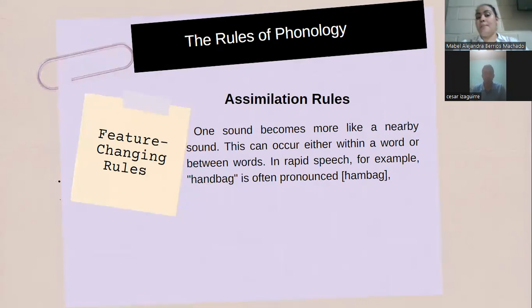We have the rules of phonology too. And we have two principal rules, assimilation and dissimilation rules. Assimilation is when one sound becomes more like another sound. This can occur either within a word or between words. In rapid speech, for example, handbag is often pronounced like hambag, the same sound. It's not pronounced like handbag now, it's pronounced hambag.